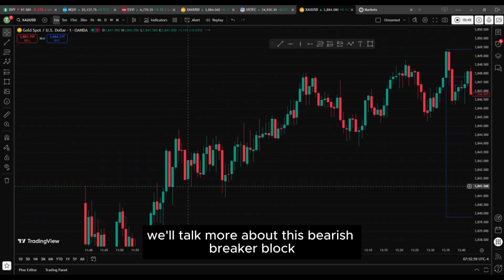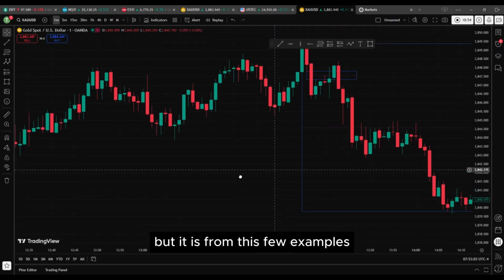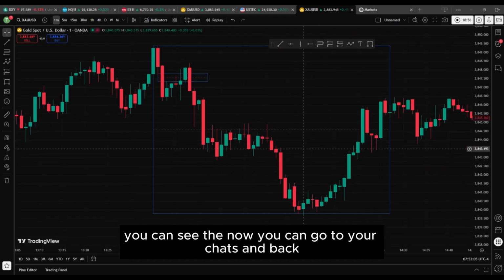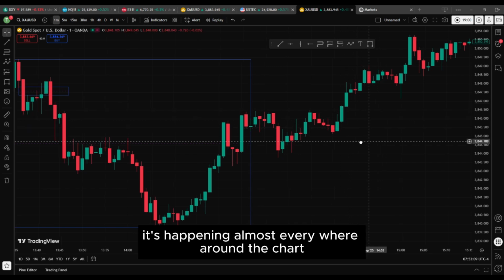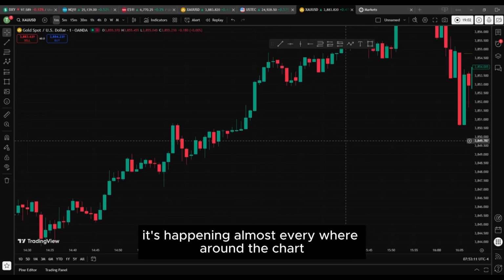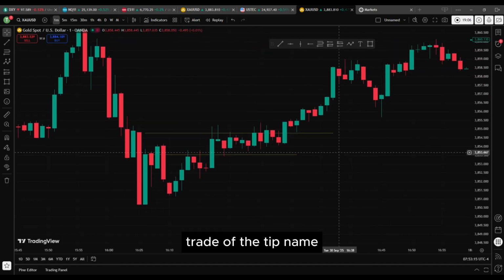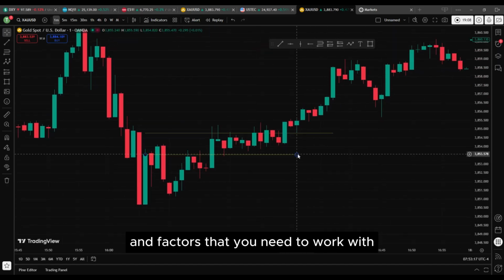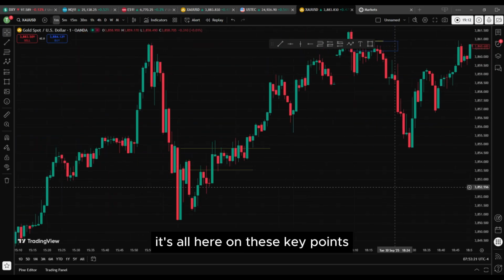We will talk more about this bearish breaker block at a later time, but from those few examples, you can now go to your chart and backtest it. Look at it, you can see it's happening almost everywhere around the chart. You just take your trade. The factors that you need to work with for a bearish breaker block are all in these key points.